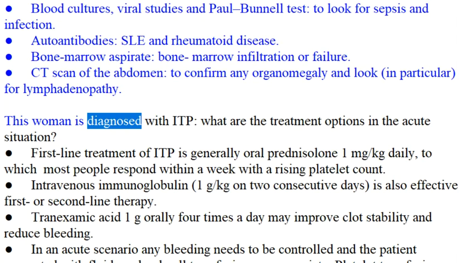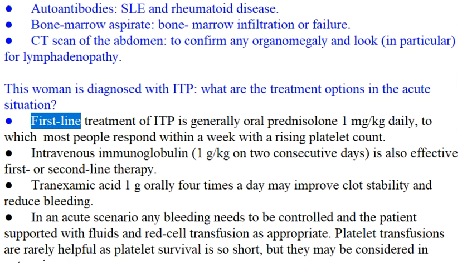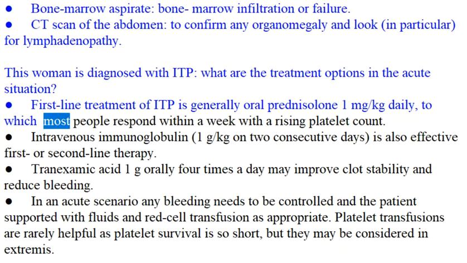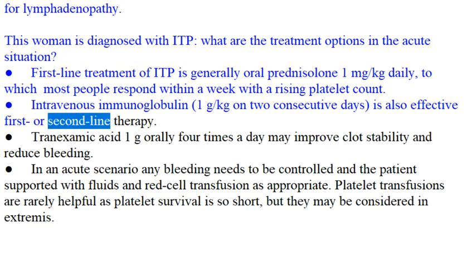This woman is diagnosed with ITP. What are the treatment options in the acute situation? First-line treatment of ITP is generally oral prednisolone 1 mg/kg daily, to which most people respond within a week with a rising platelet count. Intravenous immunoglobulin, 1 g/kg on 2 consecutive days, is also effective first or second-line therapy.